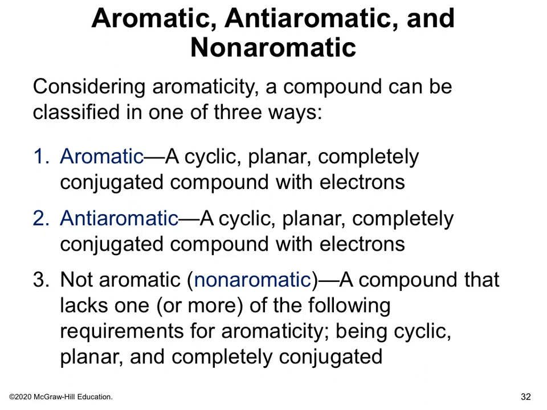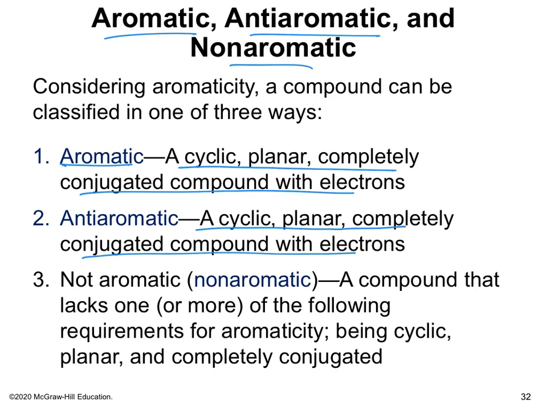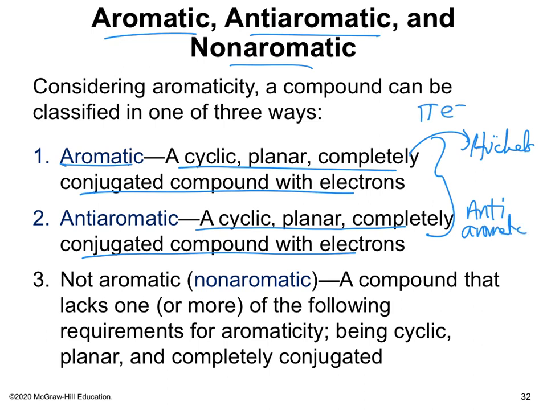You need to be able to classify compounds as aromatic, anti-aromatic, or non-aromatic. An aromatic compound is cyclic, planar, and completely conjugated with 4n plus 2 electrons. Anti-aromatic is a cyclic, planar, completely conjugated compound with 4n electrons. So you see that these are the same except for the electron count. This one is aromatic, following Hückel's rule, and this is anti-aromatic. So you've got to count your pi electrons.